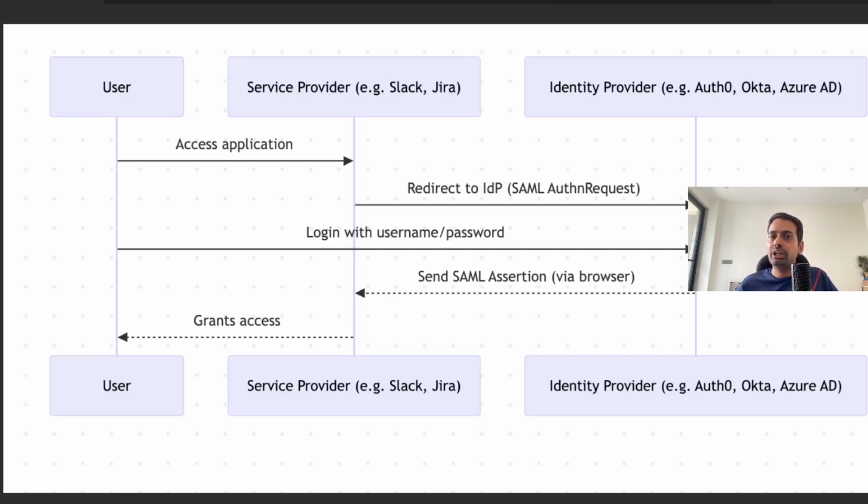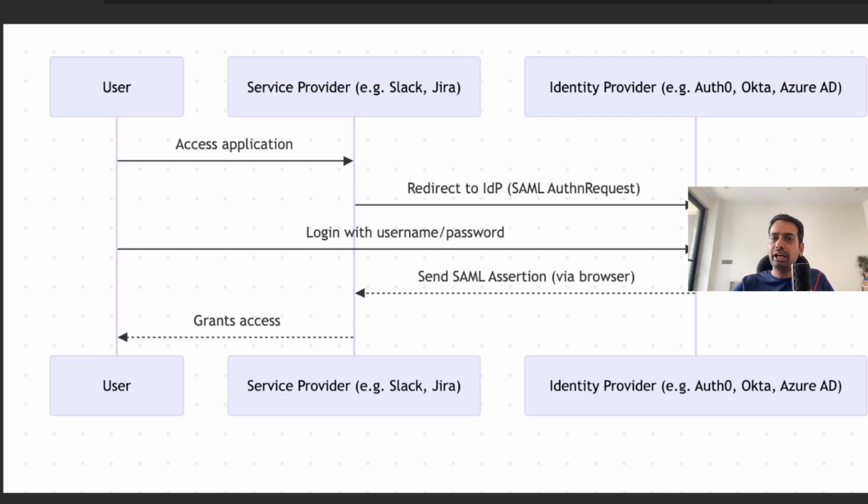It will redirect you to the IDP platform. SAML auth request. I mean, we are talking about SSO SAML here. So SSO can be done with SAML or OIDC. Let's talk about SAML. It redirects to the IDP with the SAML auth request. Okay. If you are not logged in, you will enter username and password. And then this IDP will send a SAML assertion via the browser. It happens through the HTTP browser. It sends it to the browser. The service provider, the application Slack or Jira, will allow you to access. So this is a simple flow of SSO with SAML.